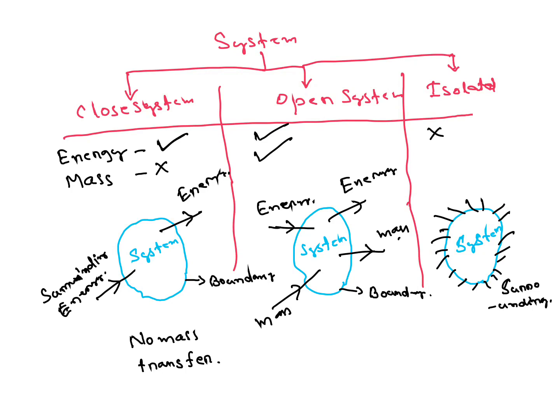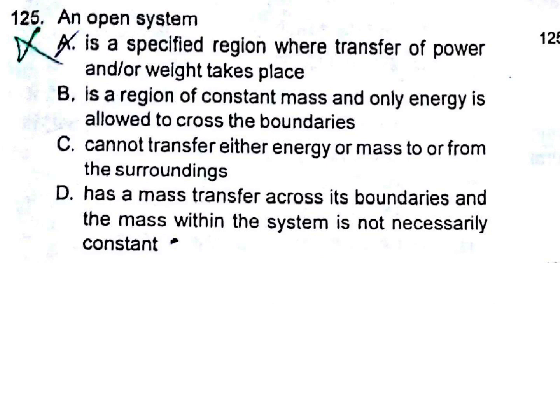So in this question, from the options, an open system: A, a specified region where transfer of power and or work will take place, not possible. B, a region of constant mass and only energy is allowed to cross the boundary. This is for a closed system. Cannot transfer either energy or mass to or from the surrounding, this is for an isolated system. All three are important for all examinations. Has a mass transfer across its boundaries and the mass within the system is not necessarily constant. This is an open system. Energy and mass both can cross the boundary of the system. This is the boundary of the system. This line represents the boundary of the system.